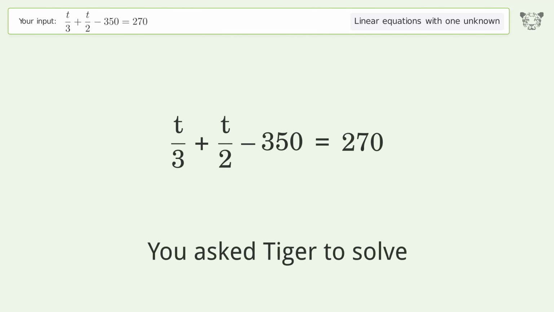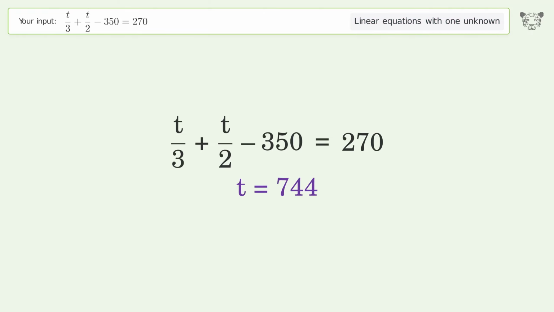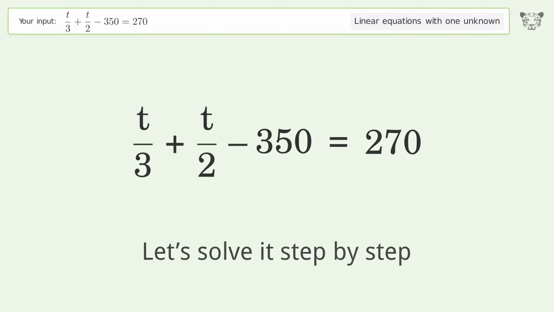You ask Tiger to solve. This deals with linear equations with one unknown. The final result is t equals 744. Let's solve it step by step.